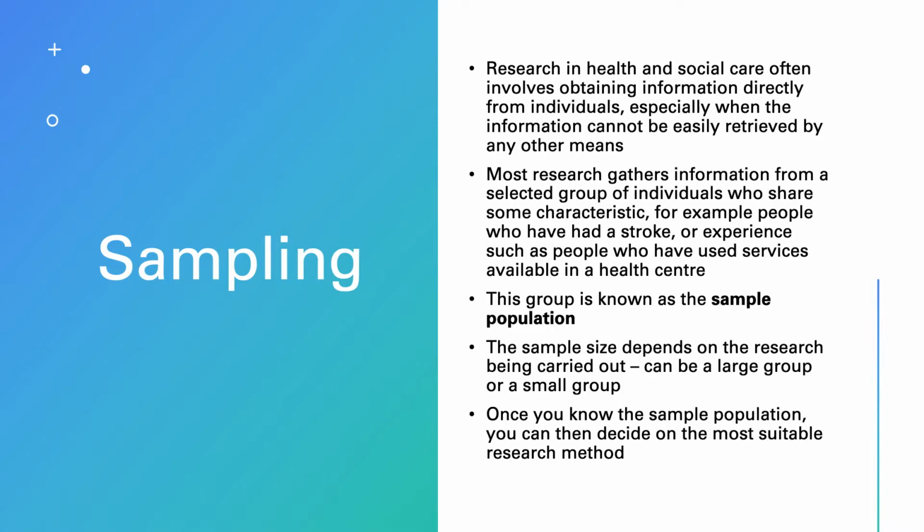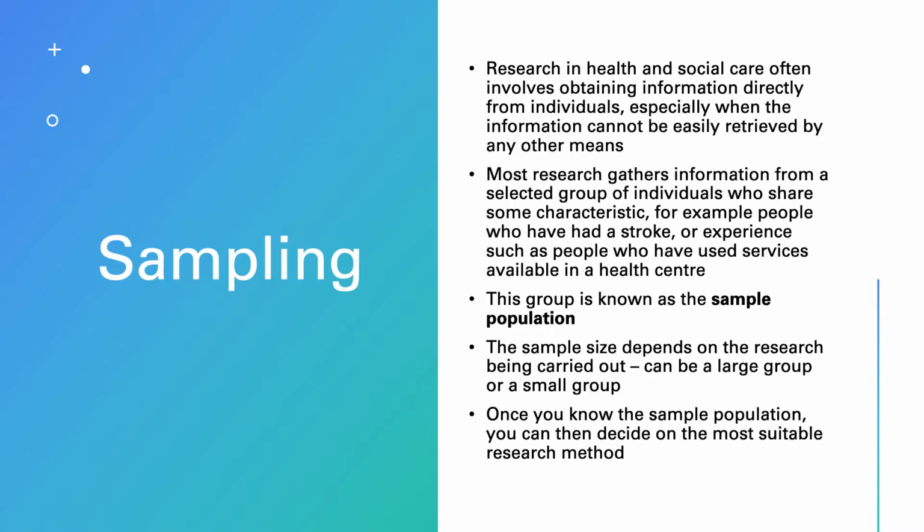So for example, you might be carrying out some research about the experiences people have had who've had a stroke. So for example, people who've had a stroke are experienced such as people who have used services available in a health and social care centre. So I'll rephrase that because it all came out a little bit wrong.